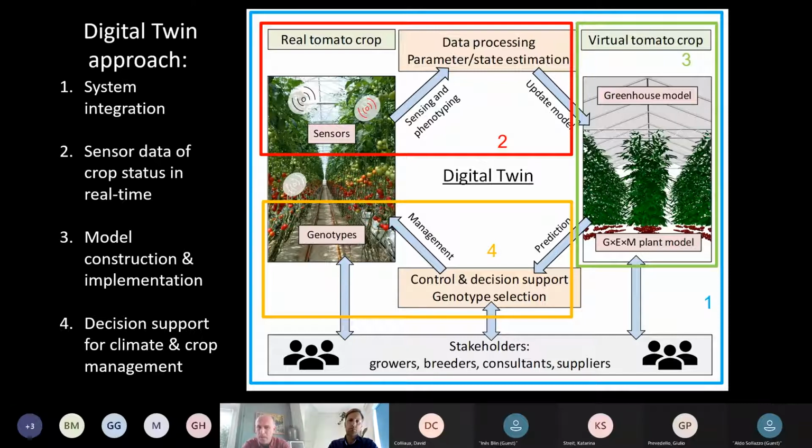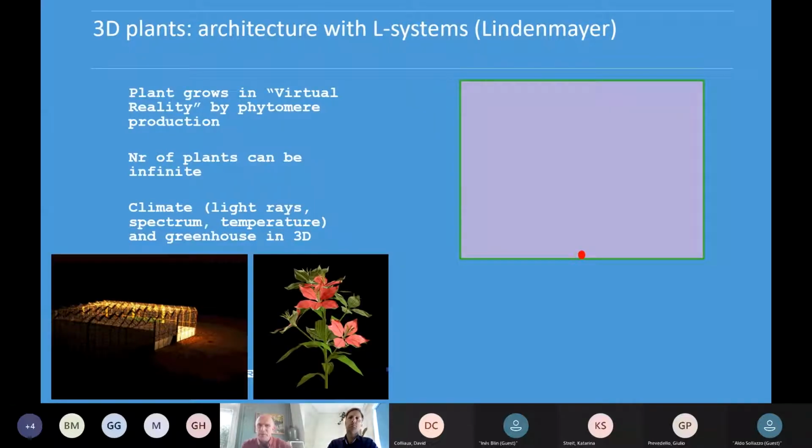And the plan is in the future to integrate that in a decision support system where growers and breeders can profit from and can possibly use that in their greenhouses. But for now, it is an experiment, and we're going to show you a couple of things of that experiment. Next slide. The basis of the 3D plant modeling, that is my specialism, is L systems.